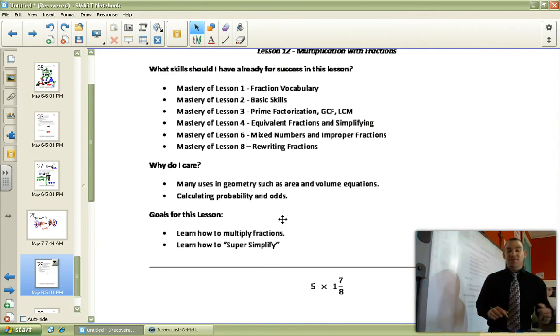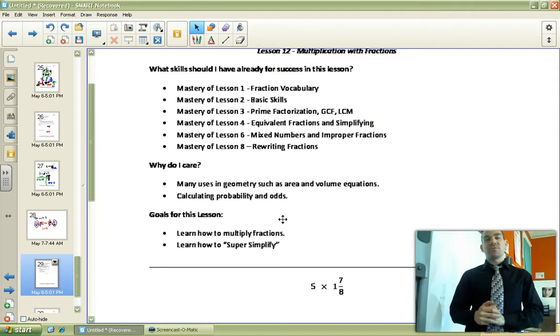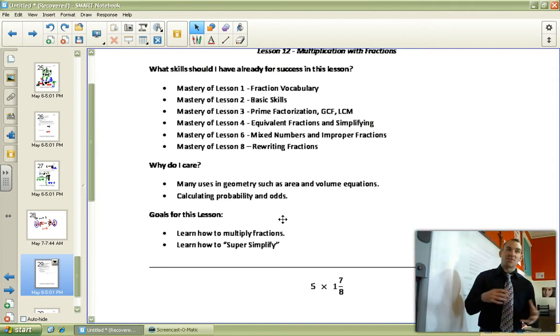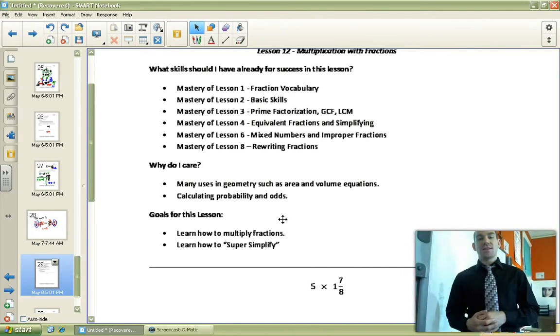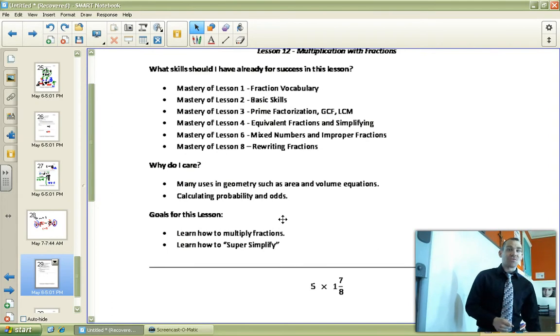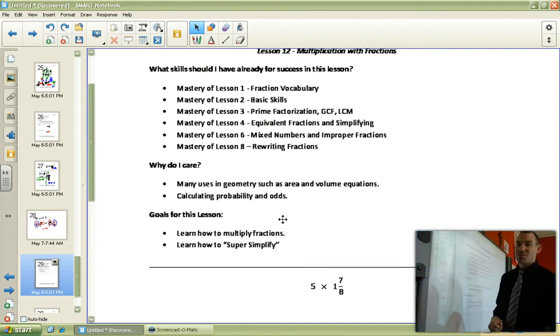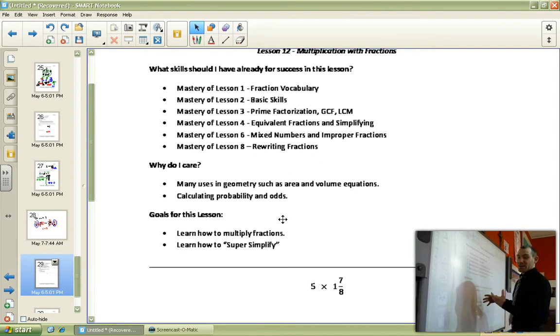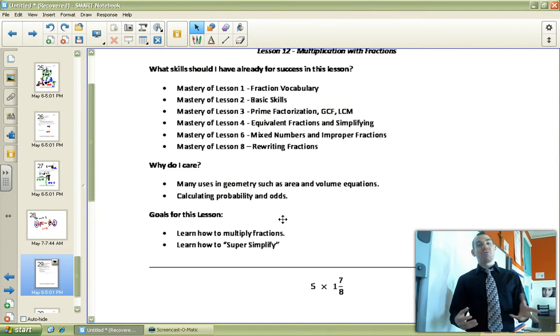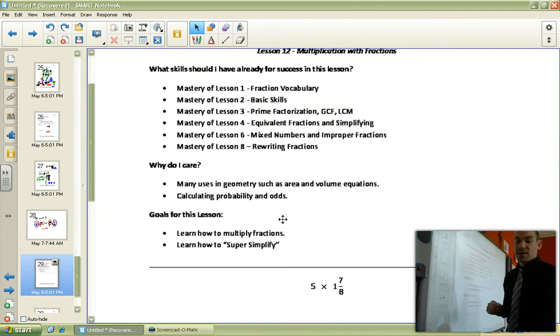You should care about this because it has so many uses in geometry when it comes to finding area or volume of things, whether it's triangles or cones or trapezoids, pyramids. Finally, calculating probability and odds, if you like horse races or you want to figure out blackjack. All of casinos and gambling is built on calculating probability and odds, so you can use multiplication of fractions for that.